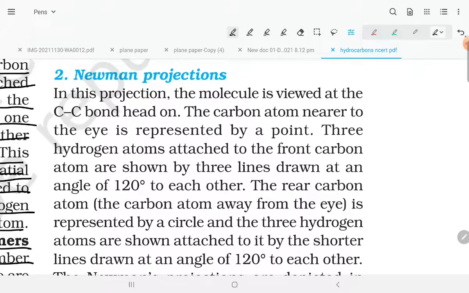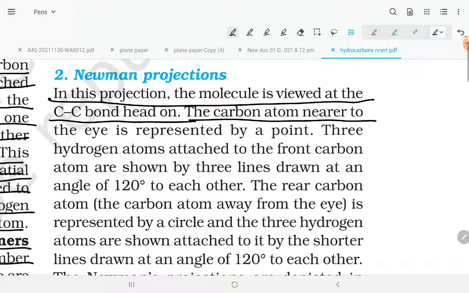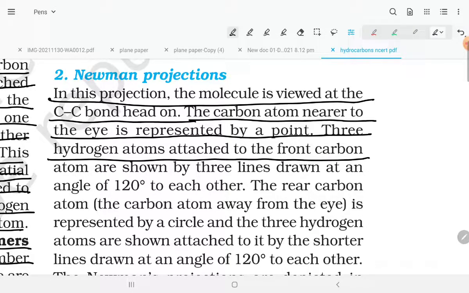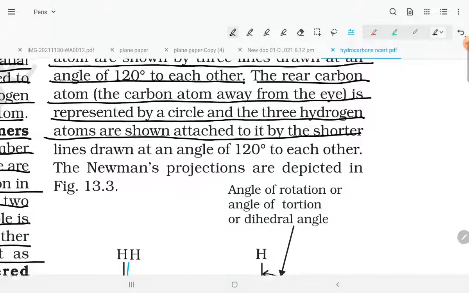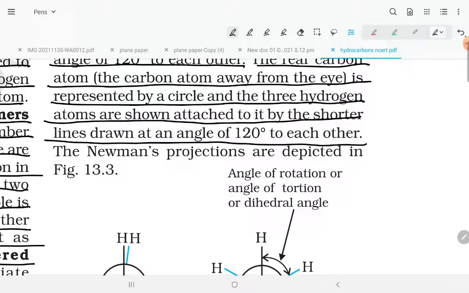Now the Newman projection. In this projection, the molecule is viewed at the C-C bond head on. The carbon atom nearer to the eye is represented by a point. The three hydrogen atoms attached to the front carbon atom are shown by three lines drawn at an angle of 120 degrees to each other. The rear carbon atom, the carbon atom away from the eye, is represented by a circle, and the three hydrogen atoms are shown attached to it by shorter lines drawn at an angle of 120 degrees to each other. The Newman projections are depicted.